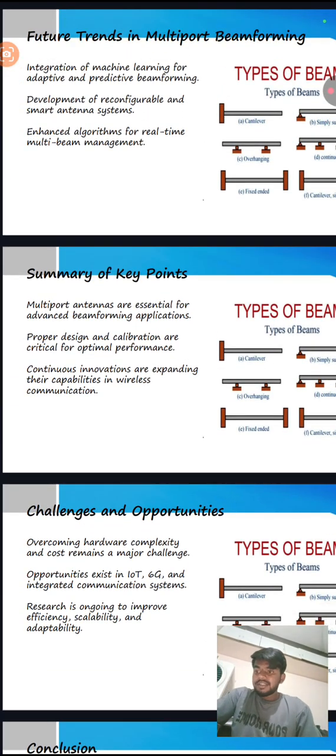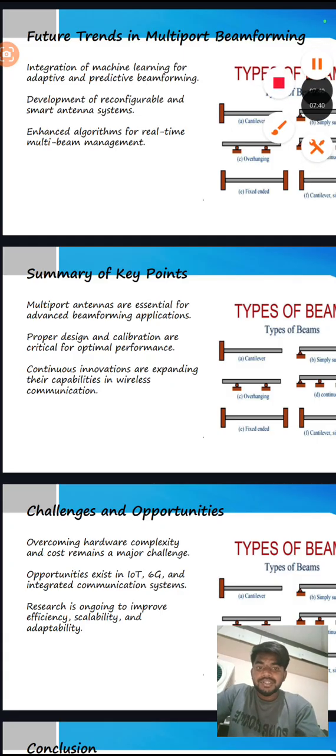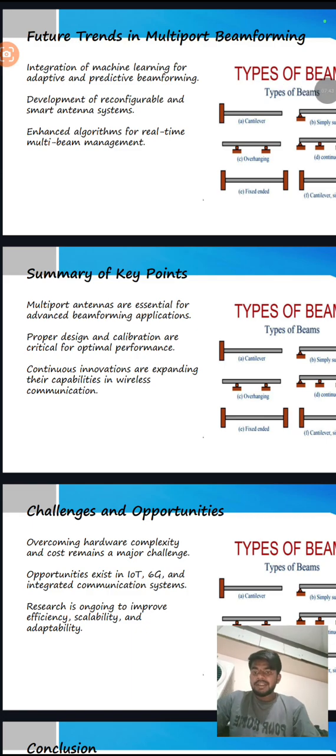Practical implementation. Input data: full wave simulations or measured embedded radiation patterns for each port, mutual coupling data, and parameters such as target direction or pattern constraints. Tools used: MATLAB, Python, NumPy, SciPy, HFSS, CST, or FEKO for full wave simulations, and a VNA, vector network analyzer, plus anechoic chamber measurements.